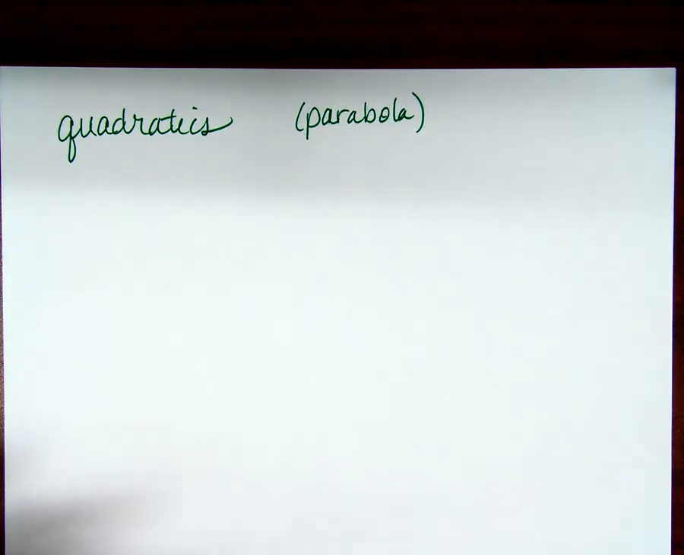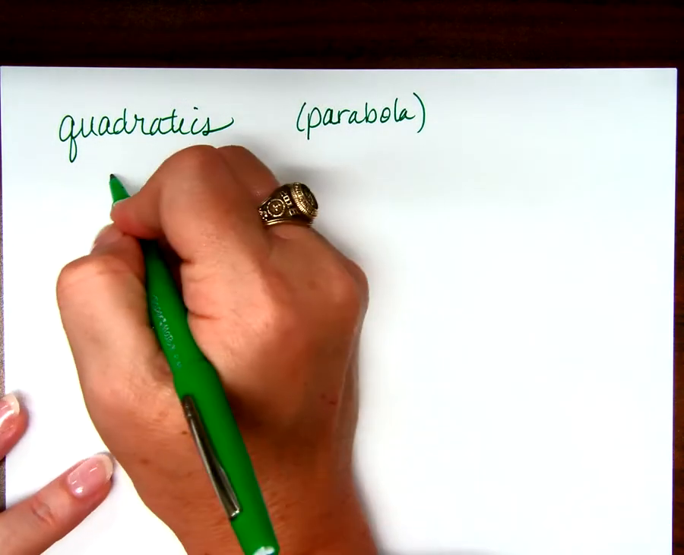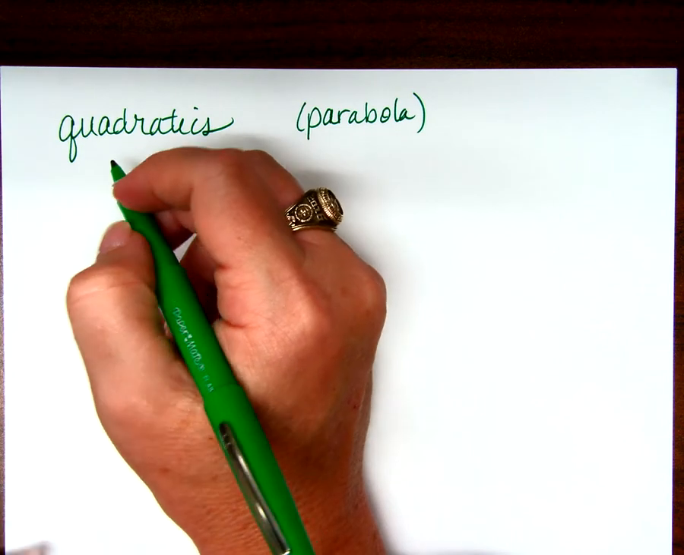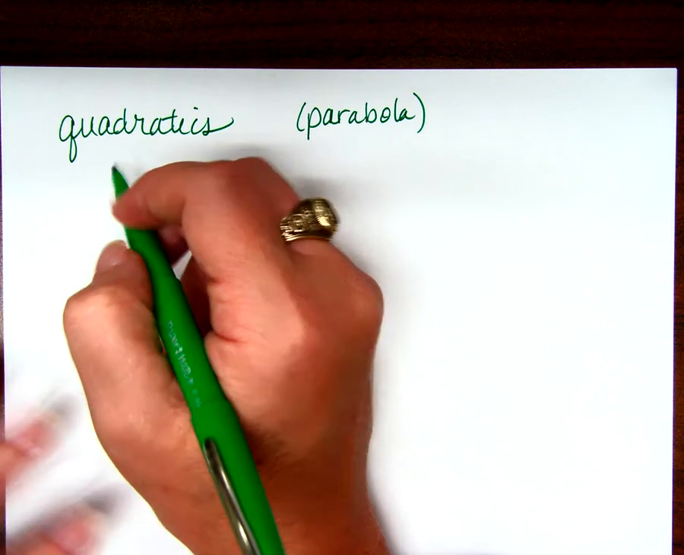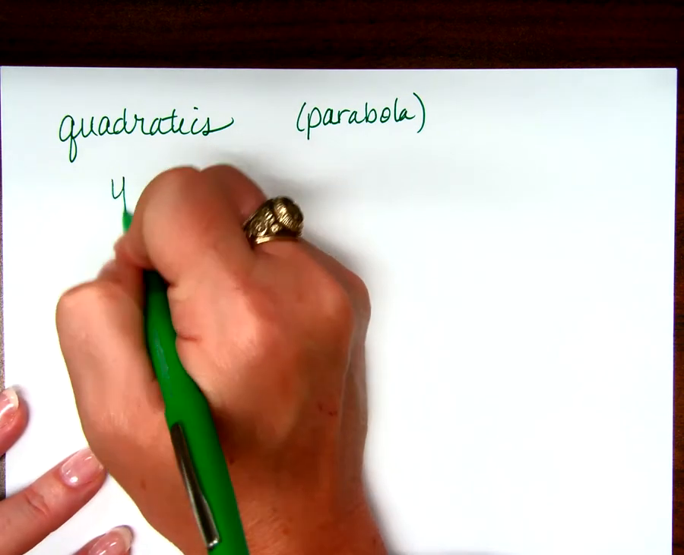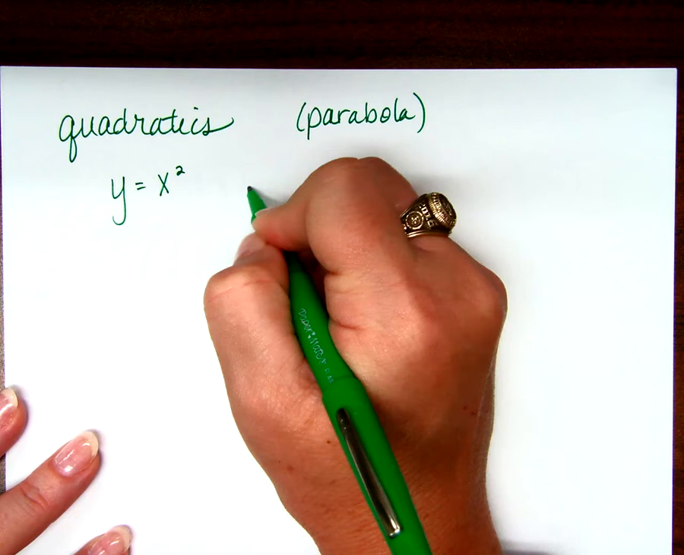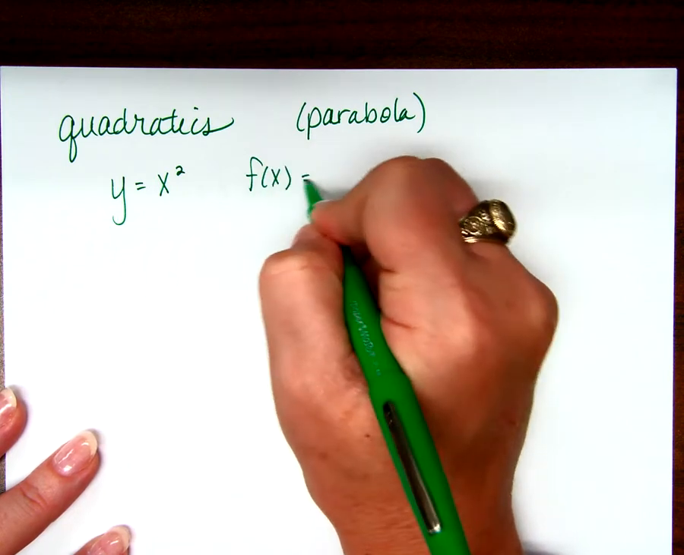What is the parent function of a quadratic? What's the equation for the parent function? Close. I'm being more picky. I'm sorry. What's the, no. Y equals x squared. Okay, this is one way we could write it. And the other way I heard was f of x equals x squared.